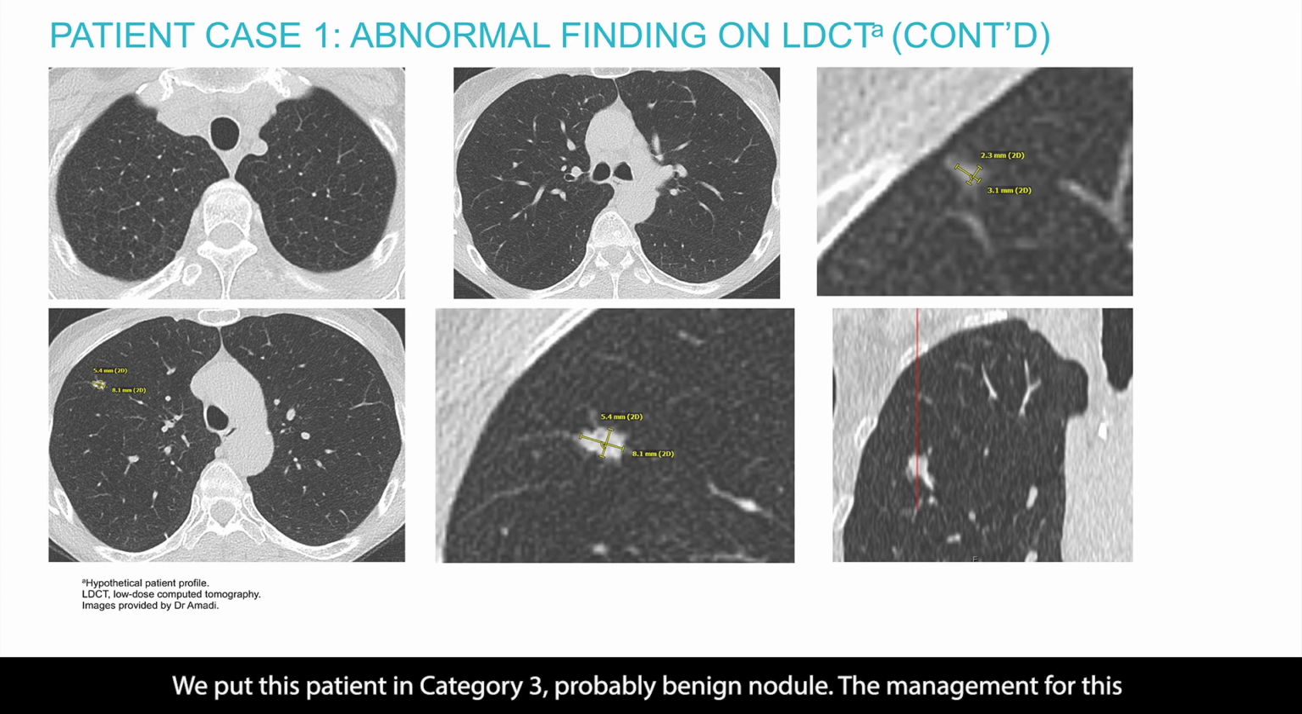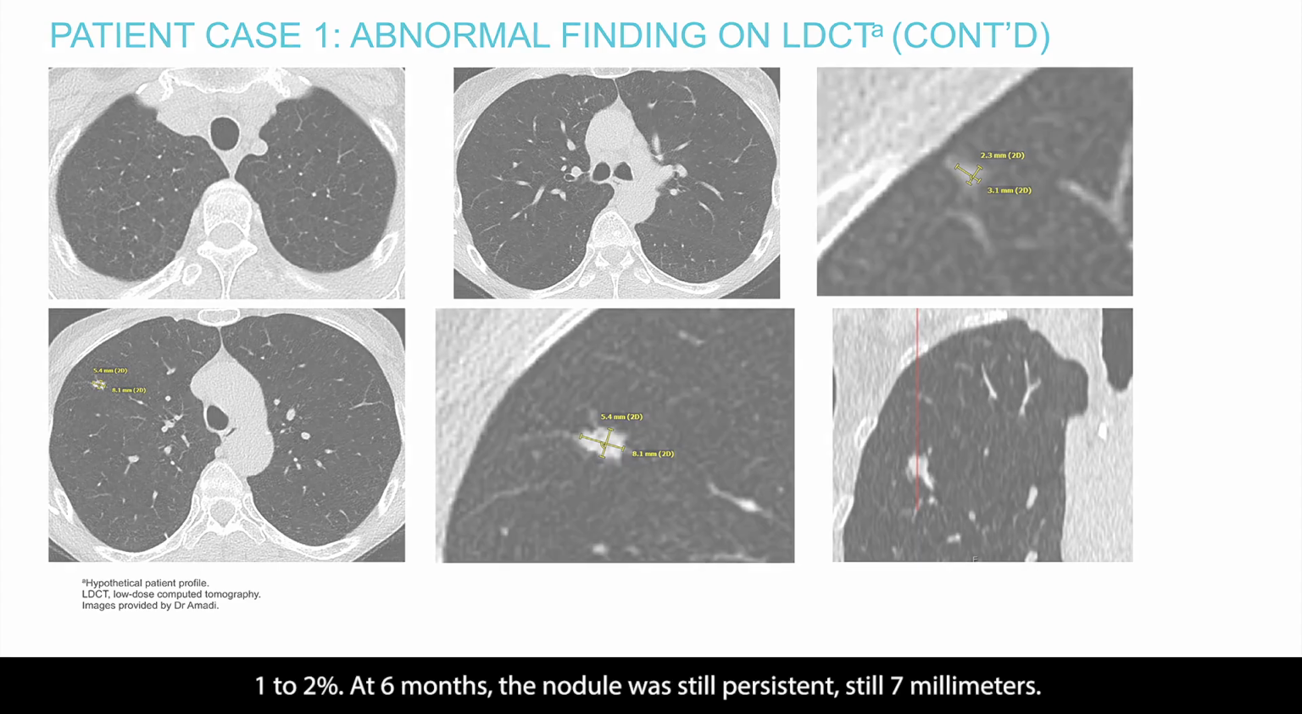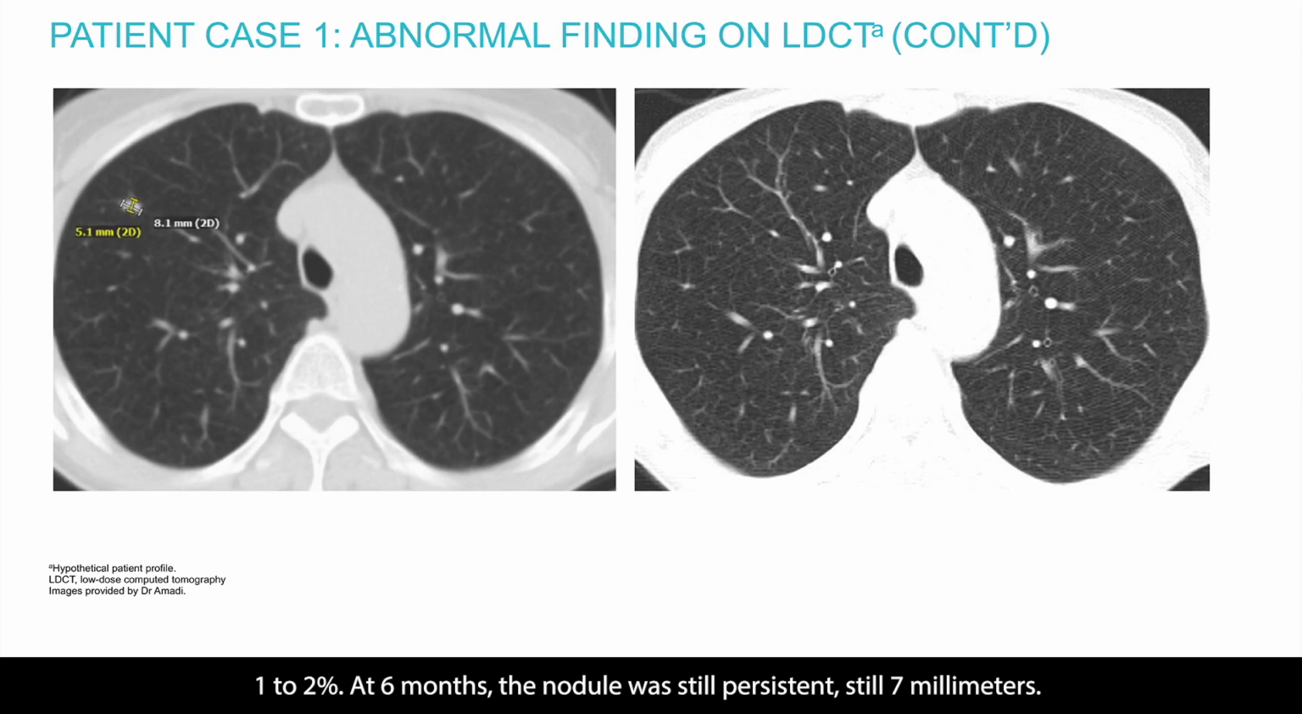The management for this patient would be to get a 6-month study, and the risk of malignancy is quite low, 1 to 2%. At 6 months, the nodule was still persistent, still 7 millimeters. We downgraded the patient at that point to a Lung-RADS 2, and then we got a repeat study in 12 months, and at that time, the nodule disappeared.